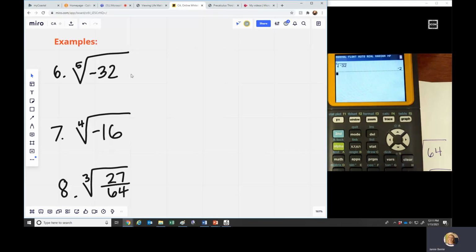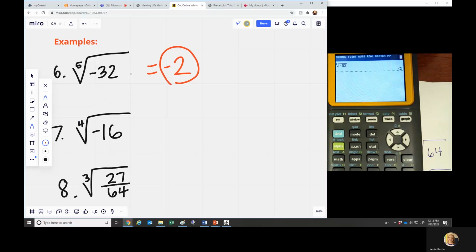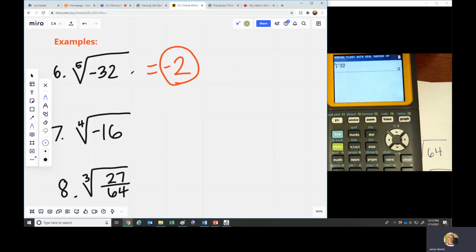All right, so we're going to write in our answer. Our answer was -2. Basically what this means is that, remember what we said before, if you took -2 and you raised it to the fifth power, that would give you back -32. So that's what the definition of a radical means.